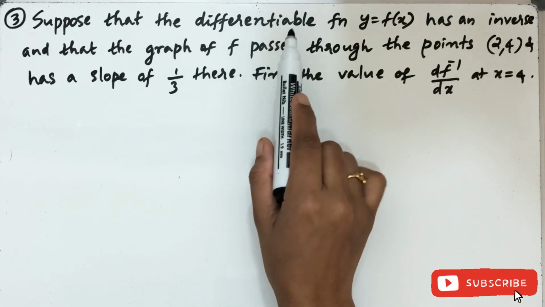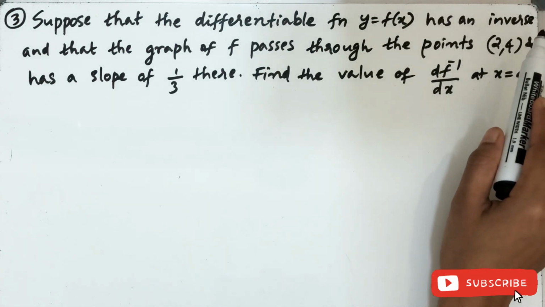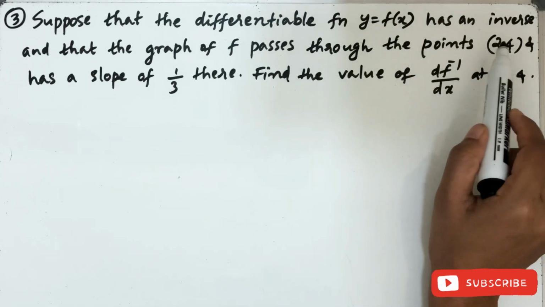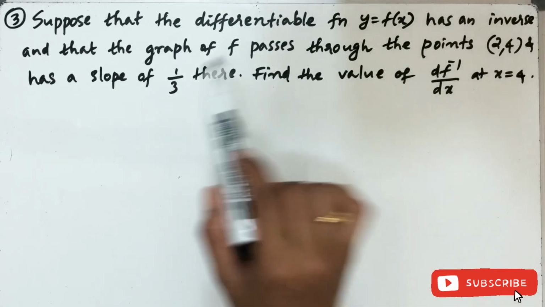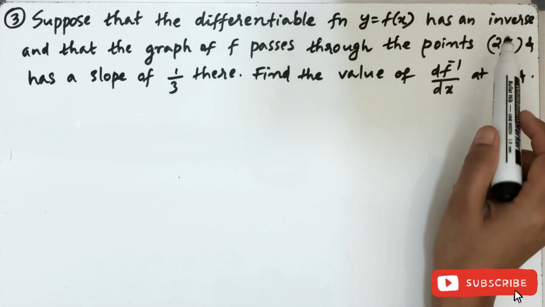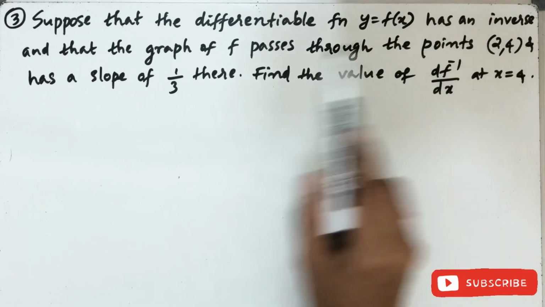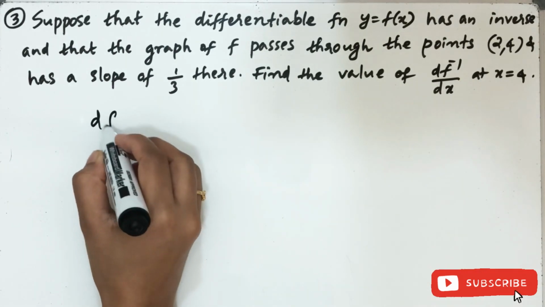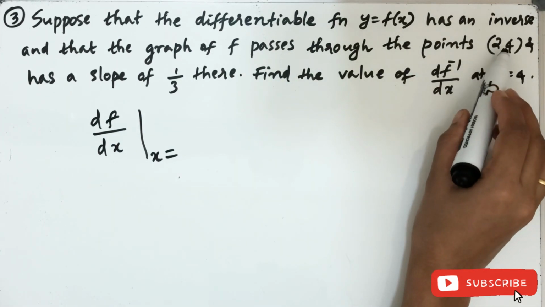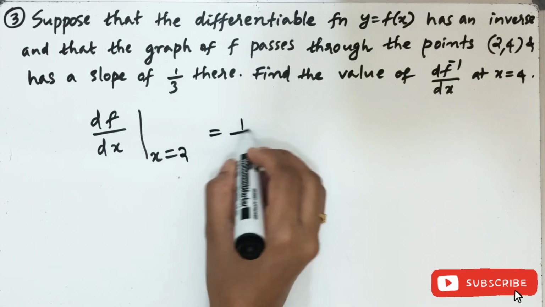We have given f is differentiable, that is df by dx existed, and also f has an inverse, that is f inverse existed. Also graph of f passes through the point 2, 4, that is f passes through this point and at this point it has a slope 1 by 3. Slope of this function at this point is nothing but slope of tangent at that point, that is derivative of f at this point is 1 by 3. So we can write, given df by dx at x is equal to 2, here x is 2 and y or f of 2 is 4, is 1 by 3. This is given.